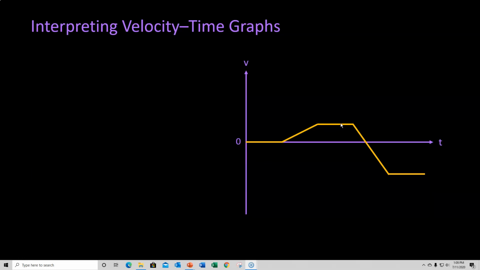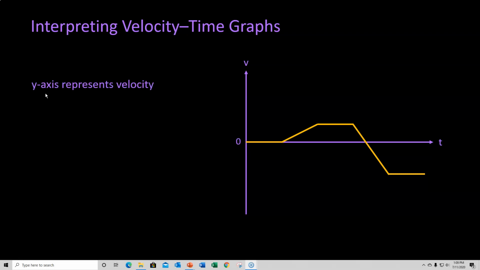Here's our velocity time graph. This is a different velocity time graph than the one we just created, and we're looking at this qualitatively. Notice we do not have a numerical scale on either the time axis or the velocity axis, other than to signify that this is 0 velocity.